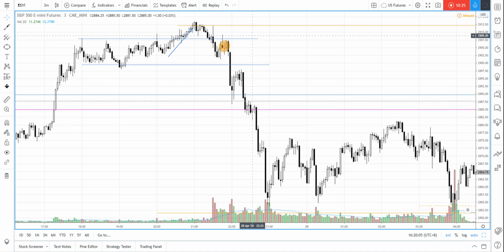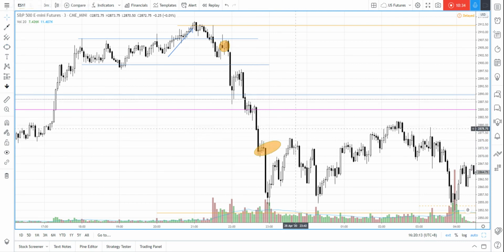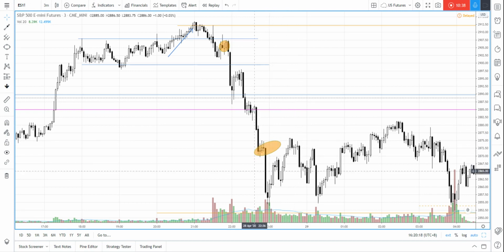You can just trail the profit all the way down, and you probably get stopped out around this bar here. If you put it above the high here, then you probably get stopped out here, or you can use half of this bar to capture more profit. So it's really depending on how you trade.